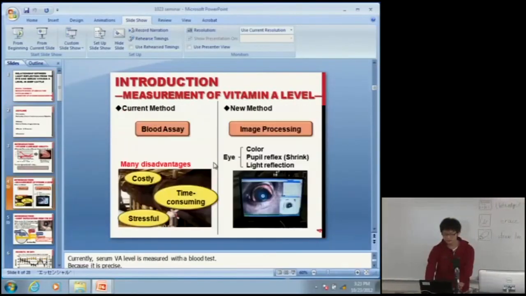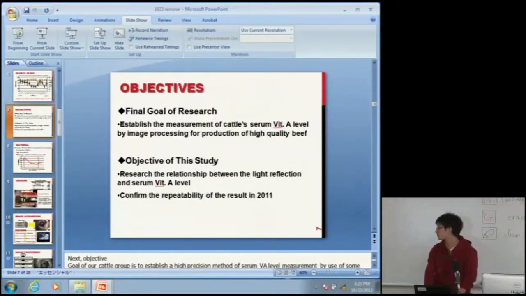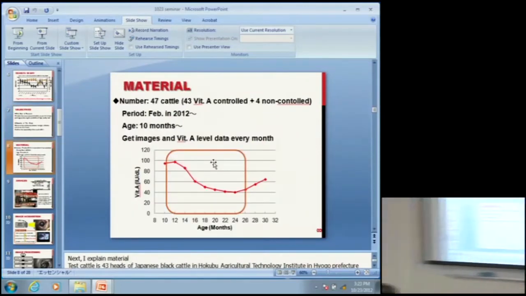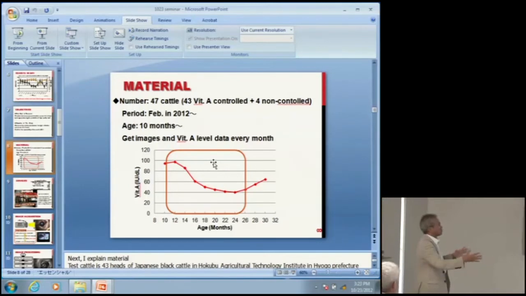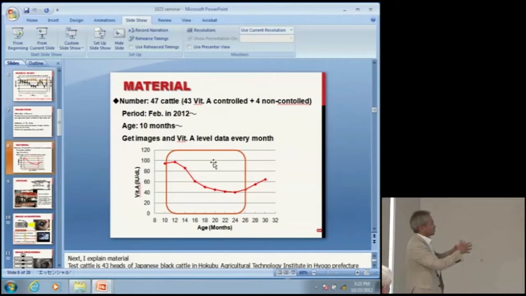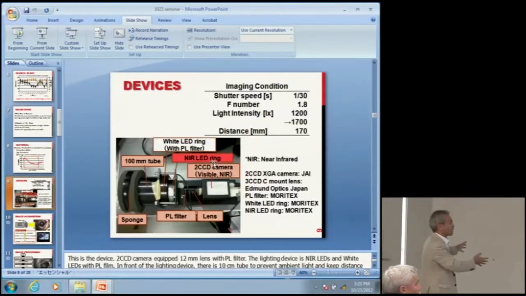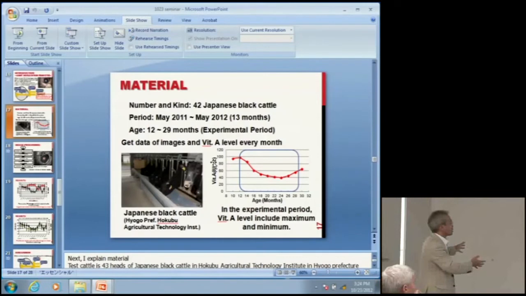In this year I use 47 cattle. Then you told that the repeatability was confirmed. But which range, which age? What's the age of the cattle? And another time, you already got what kind of cattle? Such information should be somewhere.